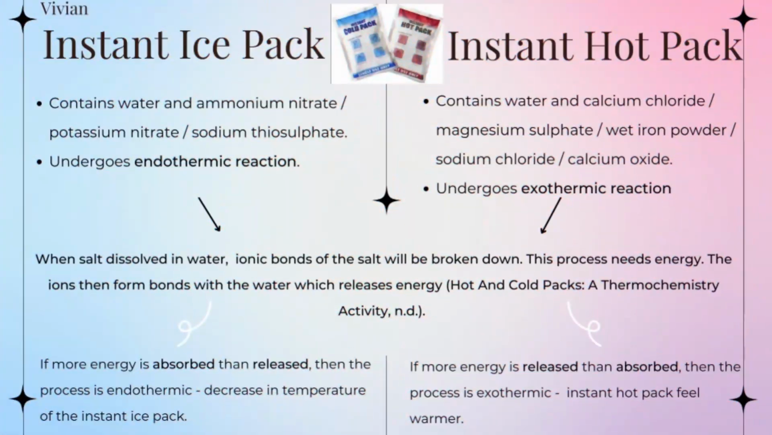Now I'm going to talk about the instant ice pack and instant hot pack, which can be seen in the picture. For instant ice pack, there are many possible chemicals that can be found inside. But mostly it contains water and ammonium nitrate. Some other possible chemicals are potassium nitrate or sodium thiosulfate. For instant hot pack, it mostly contains water and magnesium sulfate or calcium chloride. It can also contain wet iron powder, sodium chloride, or calcium oxide.